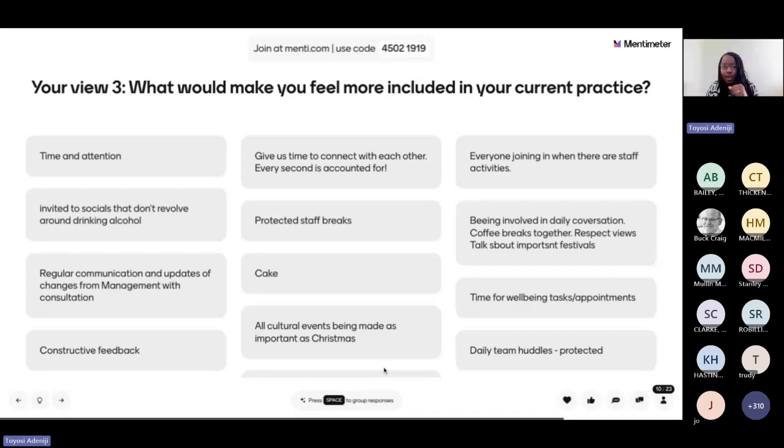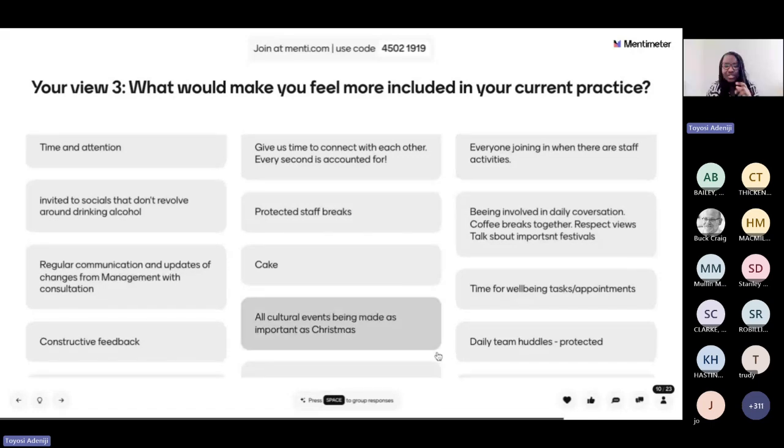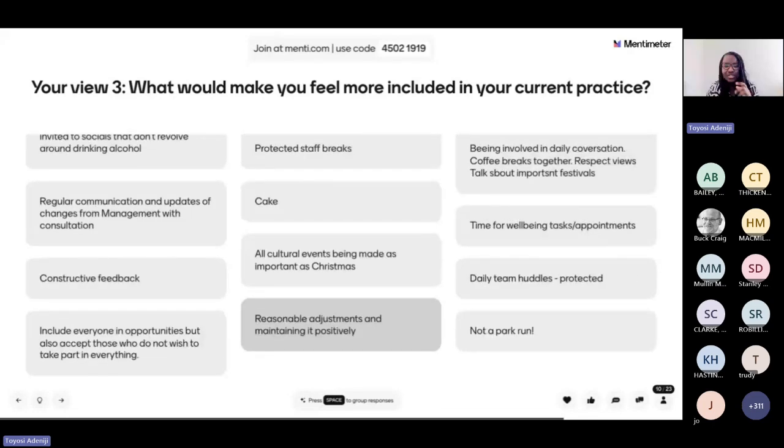All cultural events being made as important as Christmas. So thank you for these variations. And again, someone said not a park run. It's okay if park runs are not your thing. And that's the thing, find your tribe. Create that within your environment. And I'm hoping you have leaders that can listen to you to help bring that alive.